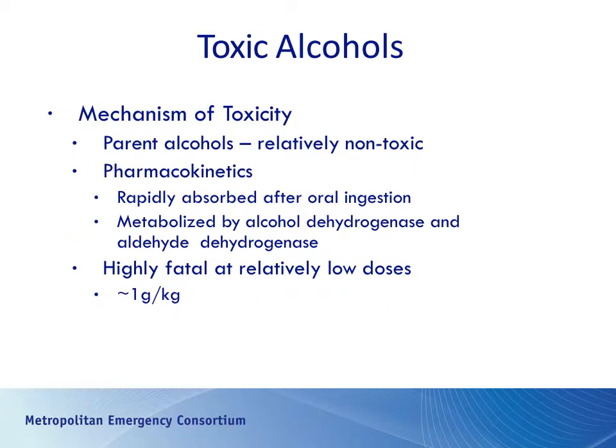Both of these substances in themselves are not toxic. The problem is they're quickly absorbed from the GI tract, and they're metabolized into chemicals that are poisonous to the patient. And it doesn't take much of a dose to make a toxic dose. So for both these substances, about 1 gram of chemical per kilogram of body weight is enough to be toxic. So, for an average person, 70 grams, which is about 2 or 3 ounces, may be enough to be toxic.